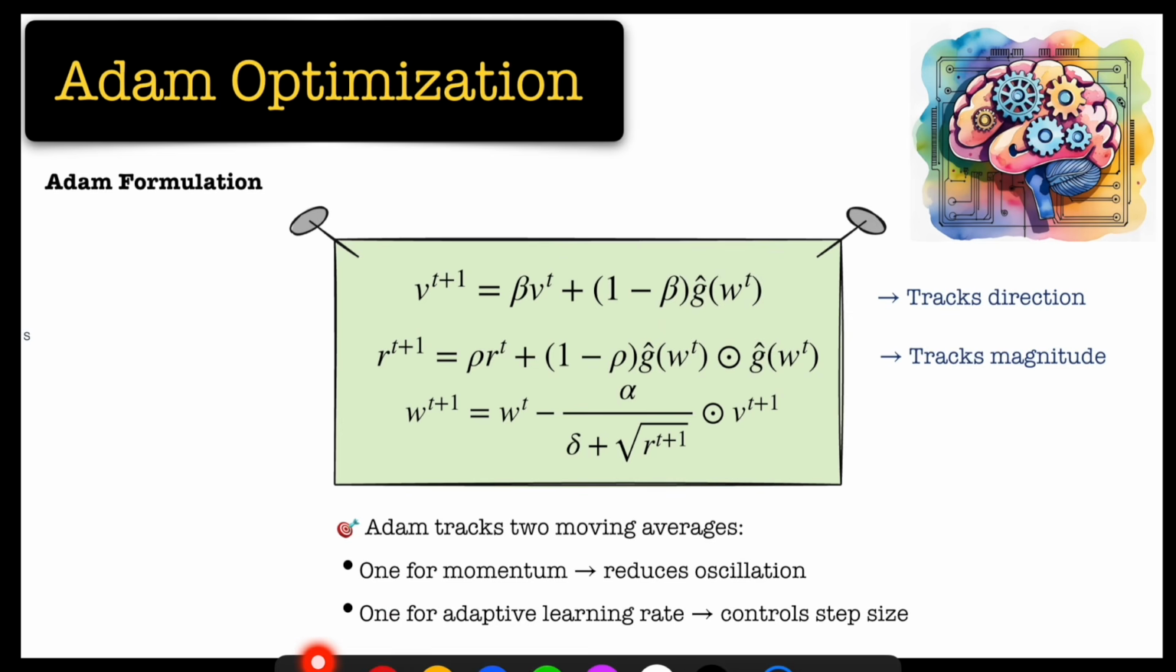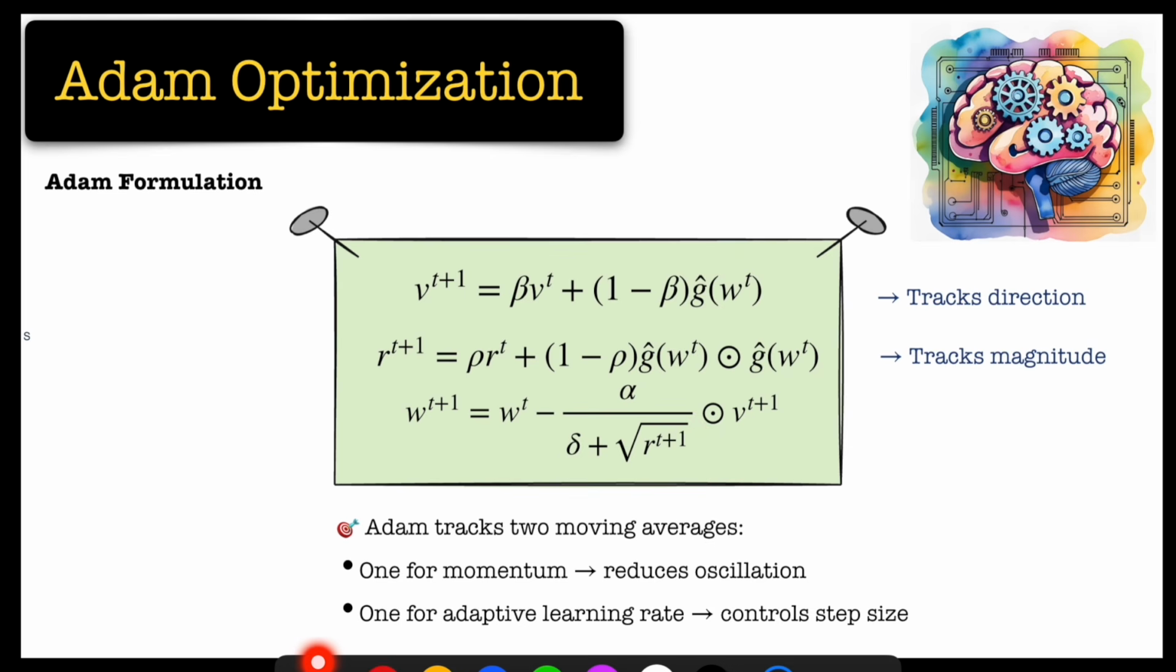Now we'll combine these two, and that will be our Adam formulation. So we have one accumulator, the velocity accumulator that is coming from momentum. This will track the direction. And then we have the squared gradient accumulator. This will keep track of the magnitude of the change. This is coming from RMSProp. And then here we have the gradient weight update. Wt plus 1 is Wt minus alpha over delta plus the square root of Rt plus 1, element-wise product with Vt plus 1.